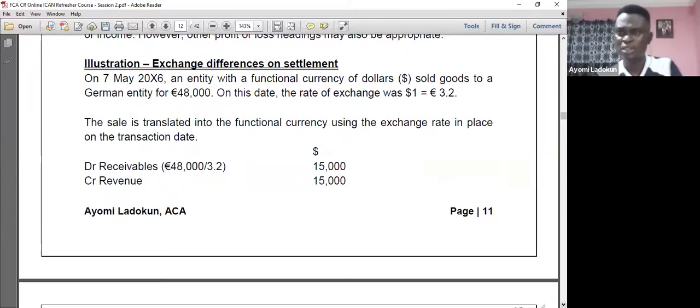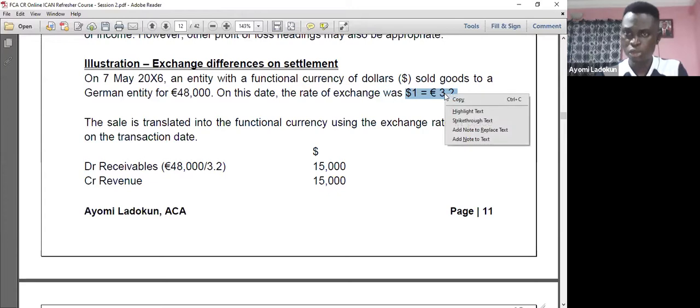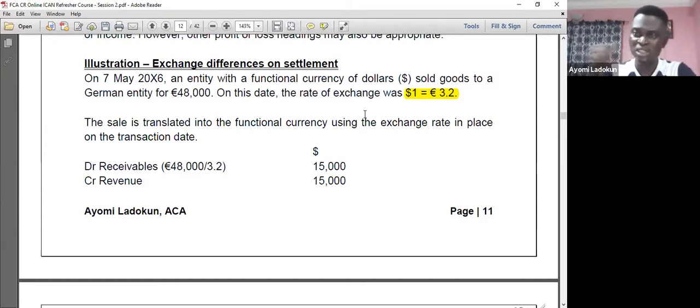So let's now take a look at this illustration question, to see whether we can put what we have learned into practice. It says on 7th May 2006, an entity with a functional currency of dollars sold goods to a German supplier for 48,000 euros. You don't need a soothsayer to tell you that this is IAS 21. On this date, the rate of exchange is $1 to 3.2 euros. Now listen, I have to translate at the date of the transaction using the spot exchange rate.